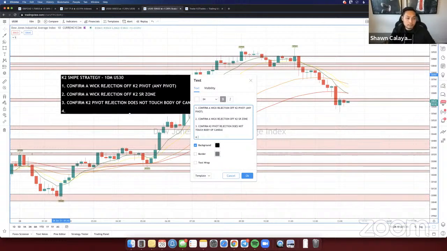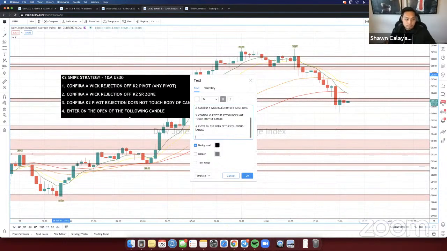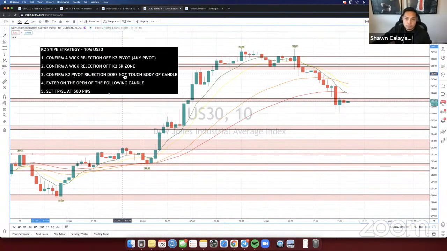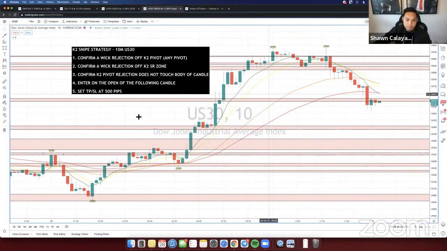And then you're going to enter on the open of the following candle. And then you're going to set the TP and stop loss at 500 pips. So that's pretty much it. I mean, super simple. Let me show you an example over here.